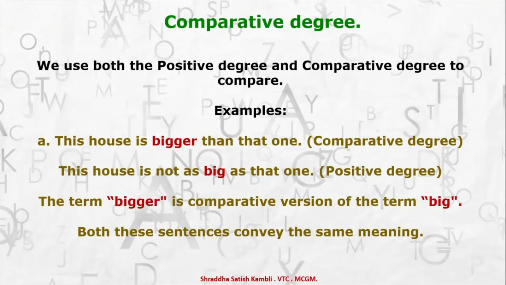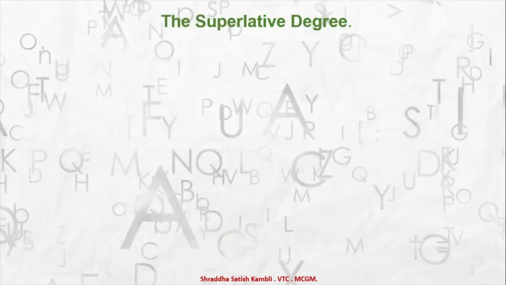We will say this house is not as big as that one. So that is positive degree. Okay. Now the term bigger is a comparative version of the term big. Both these sentences convey the same meaning though. Alright. Now we come to the superlative degree.